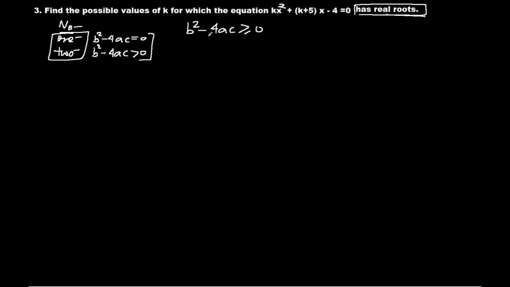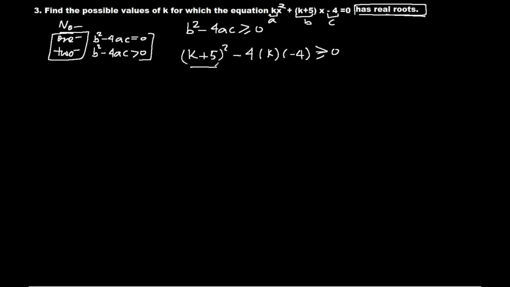Now, what is a, b and c? The coefficient of x square is a, this is b, and this constant is c. And that's what we'll substitute here and we'll get the answer. So (k plus 5) square minus 4 times a, which is k, and c is negative 4, and we must ensure that it is greater than or equal to 0.